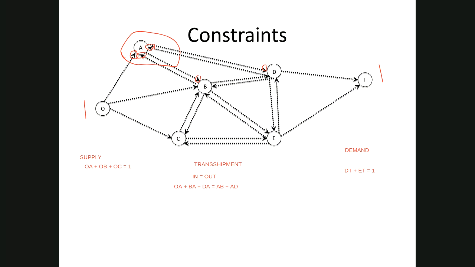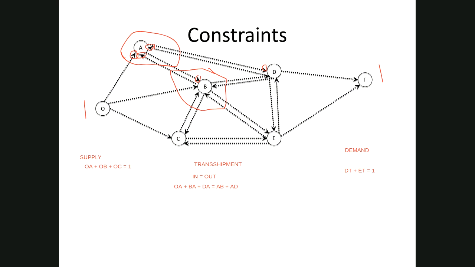Now let's look at B. B is probably the most complex one. So let's just look at B, and hopefully you can see there's 1, 2, 3, 4, 5 paths coming into B. So let's tackle those first. So what's coming into B?